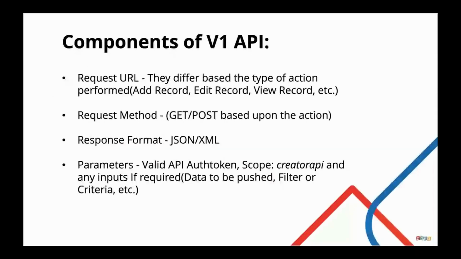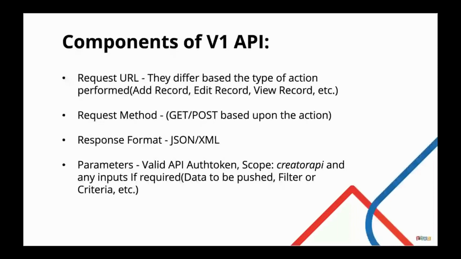Now let's talk about the components of version 1 of API, which is the request URL. We have different versions of URL to add or edit or view a record. Based upon the request URL, the particular action will be performed in Zoho Creator. And next, the request method. We have get and post. Based upon the action you're going to perform, if it's add record, then you will be using the post method to push data into Creator.